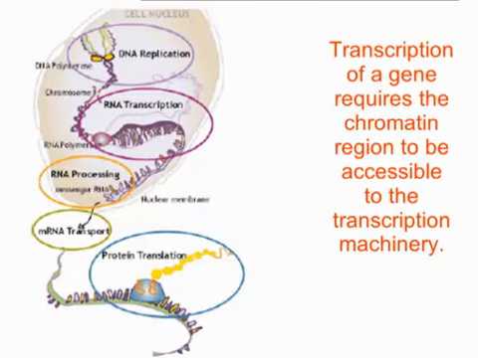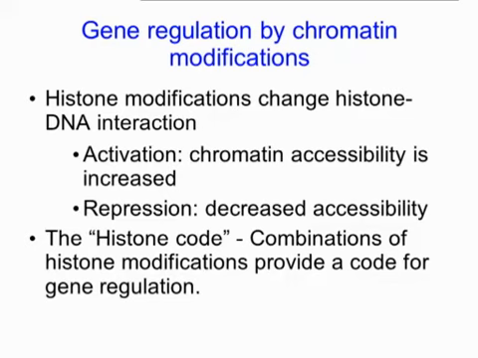And so the point is that for transcription of a gene to occur, it requires that the chromatin region be accessible to the transcription factor, okay? And so in gene regulation by chromatin modification, histone modification can change histone and DNA interaction, and there are histone modifications that can increase chromatin accessibility and enhance activation, or in the case of repression, decrease accessibility. And the histone code, some people don't like this, don't think that it exists, but I'll make a little bit of comment later, okay? So it's a combination of histone modifications that provide a code for gene regulation.